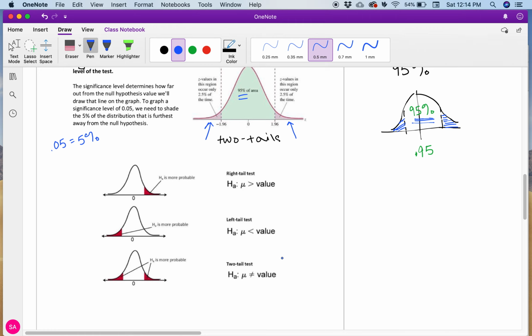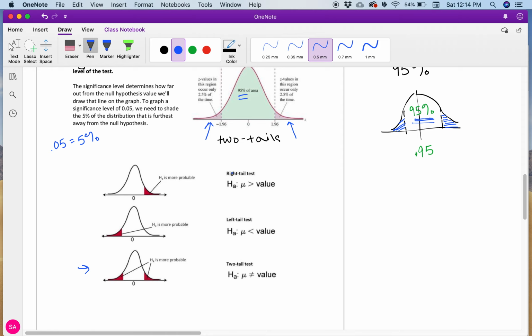But like I said before, it's not always two tails. Every confidence interval we did had two tails, and all confidence intervals are going to have two tails. Now, stepping into hypothesis testing, that won't always be the case. We can have two tails, like this example down here, but we could also just have one tail.